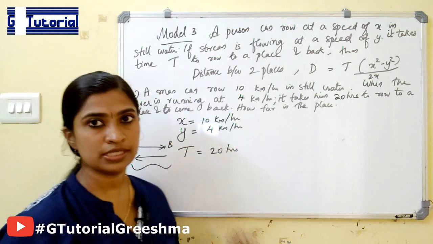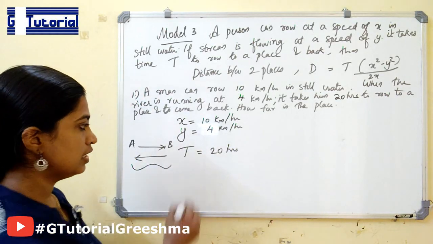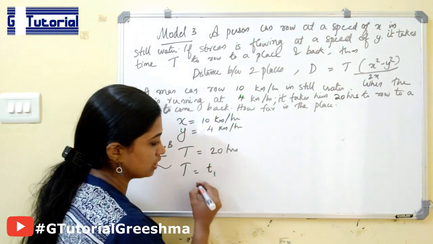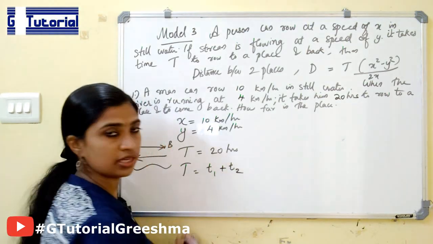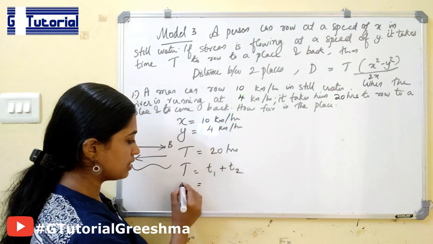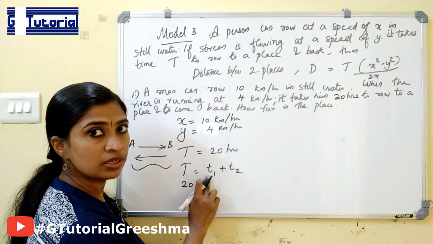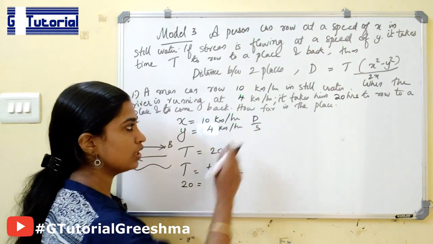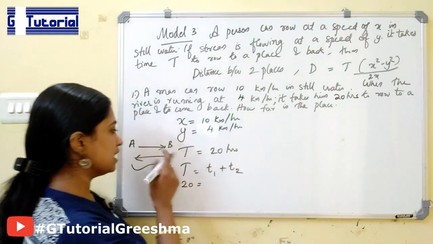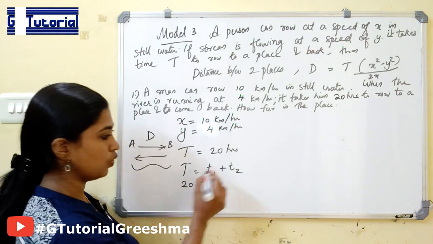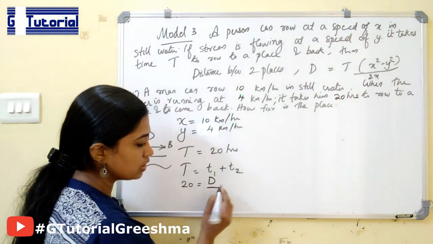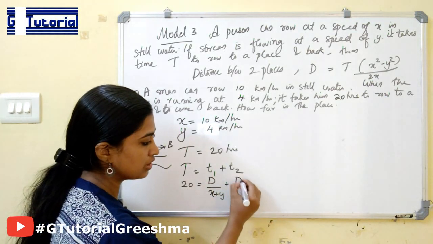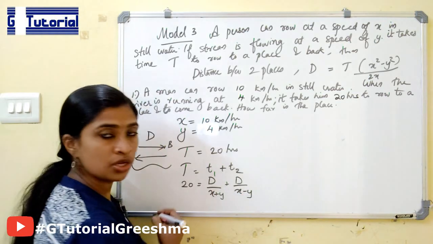If we are approaching this problem, the normal way of doing this is: total time is what? Time to move in downstream direction plus time to move in upstream direction. Total time is given as 20. Time is always distance by speed. Let us denote the distance between A and B as D. So the time to move in downstream direction is D by (x plus y), and in upstream direction is D by (x minus y).